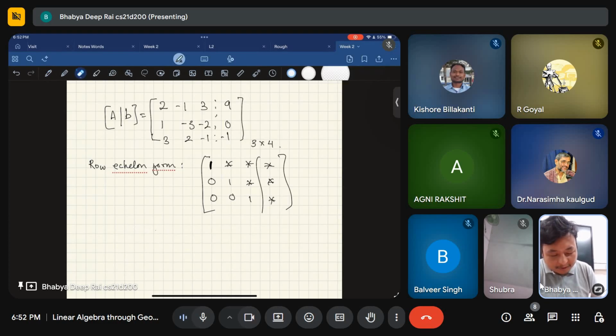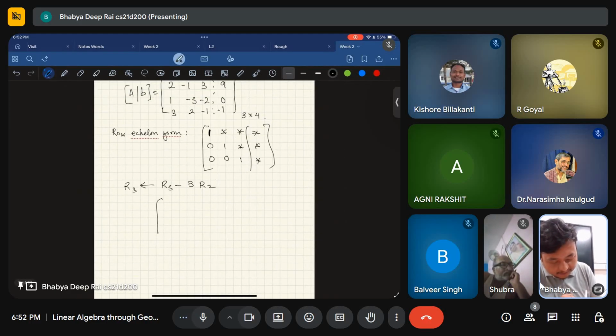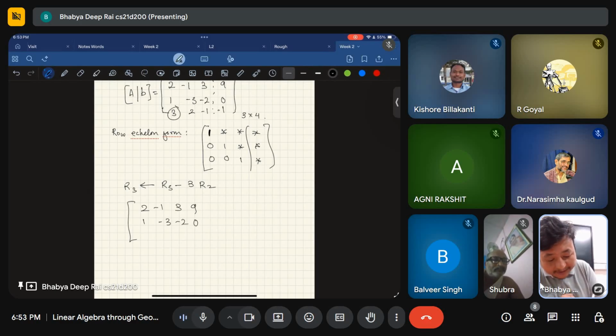So now you can apply what are called row operations. Immediately what I can do is, in R3, I do R3 minus 3 times R2. When you do this, you get 2, minus 1, 3, 9, 1, minus 3. The remaining columns are unchanged, and R3 minus 3 times R2 gives 3 minus 3, which is 0, because remember I want to achieve this configuration, so I want to set this to 0.